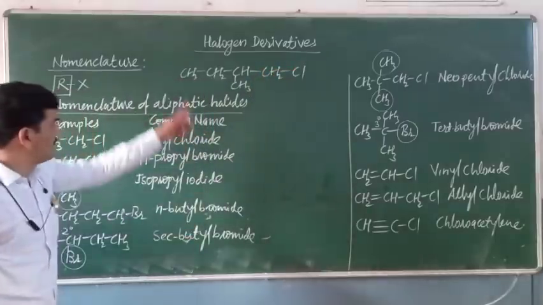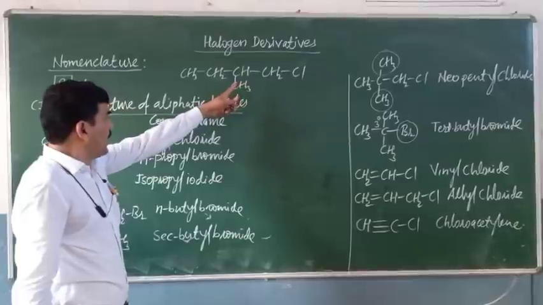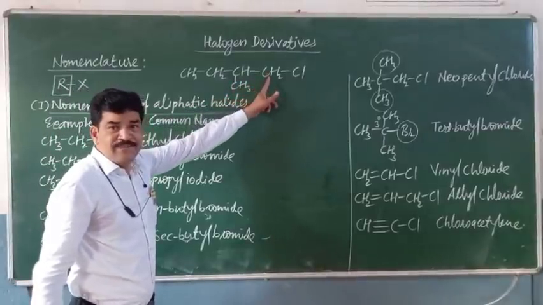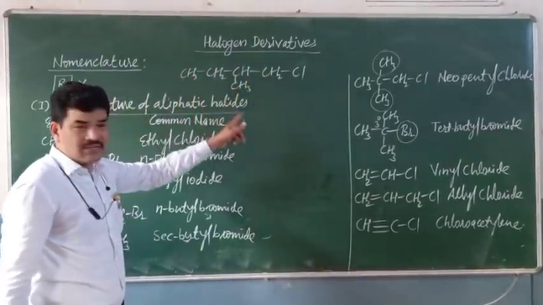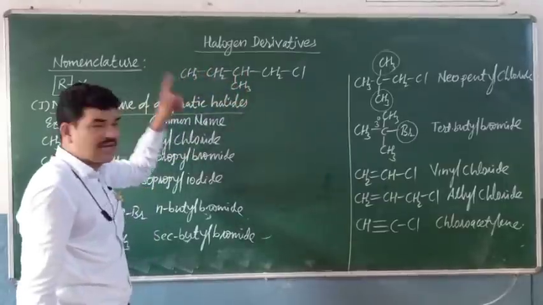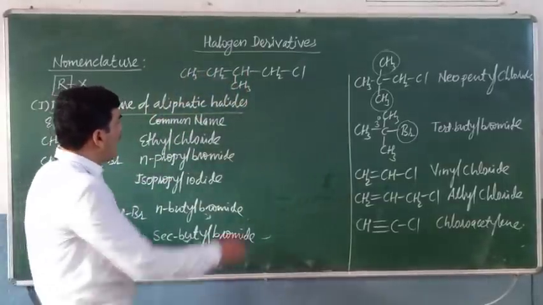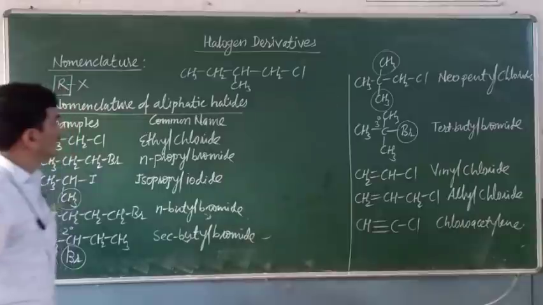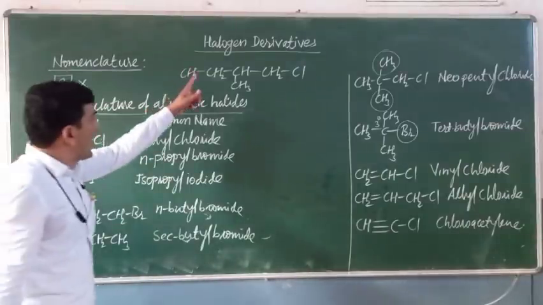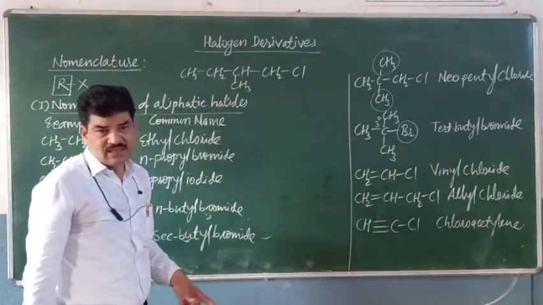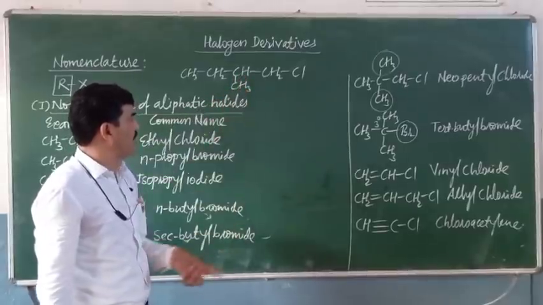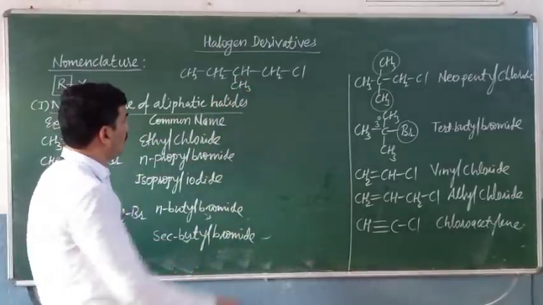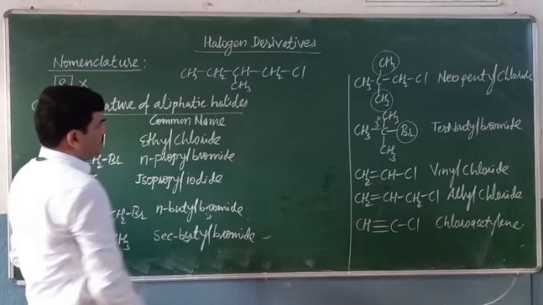We can take one example here. Here the longest chain of carbon atoms contains 4 carbon atoms: 1, 2, 3 and 4. And therefore the parent alkane of this halogen derivative will be butane.